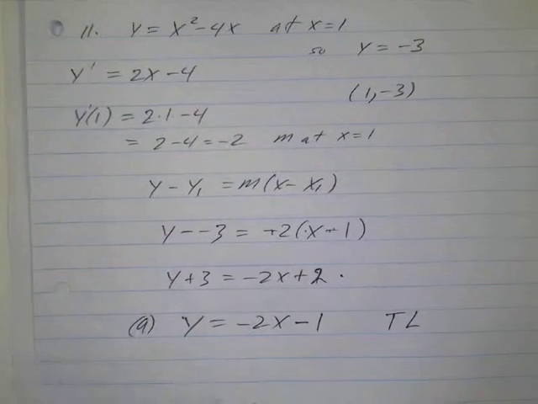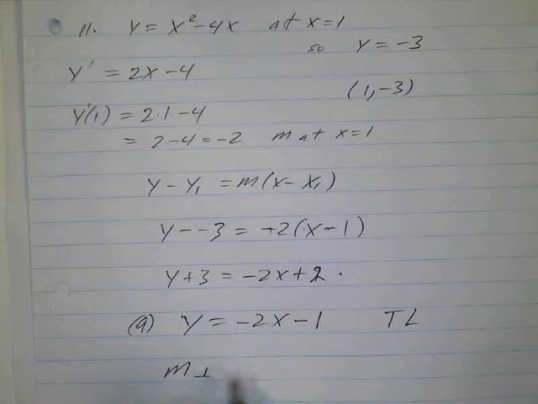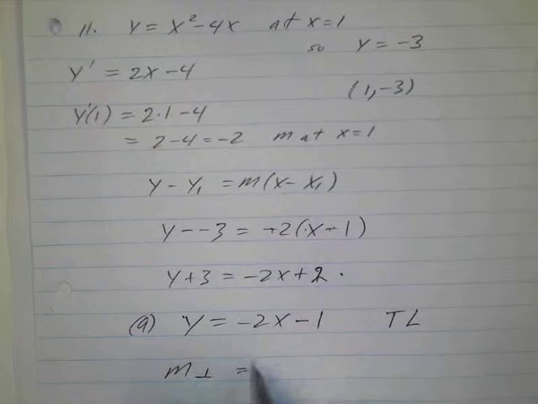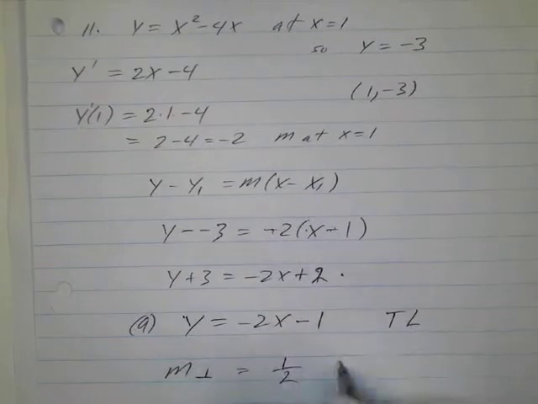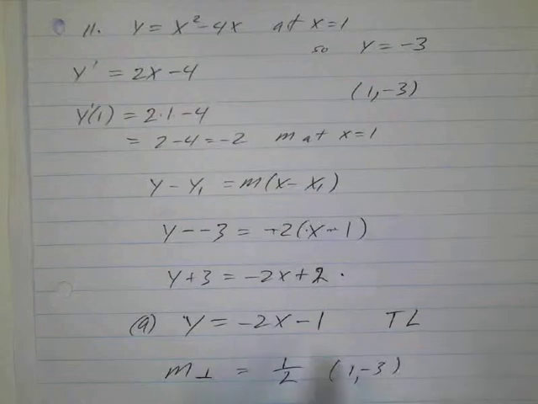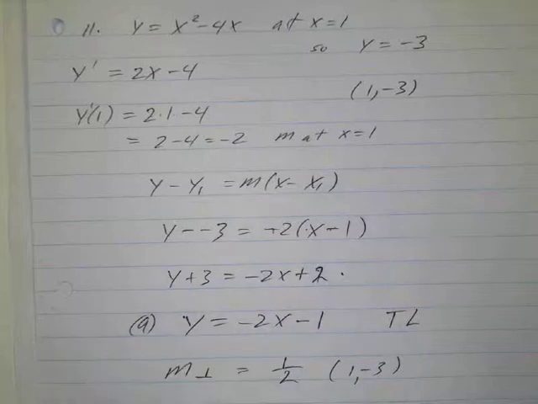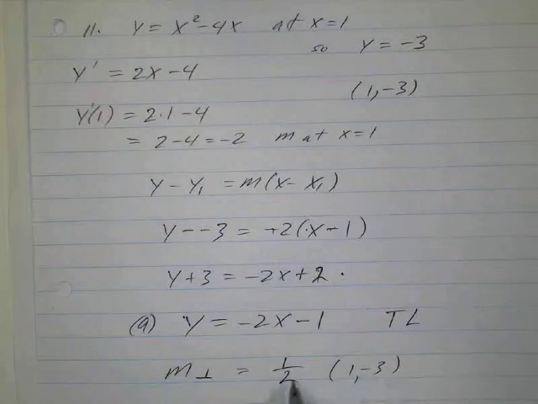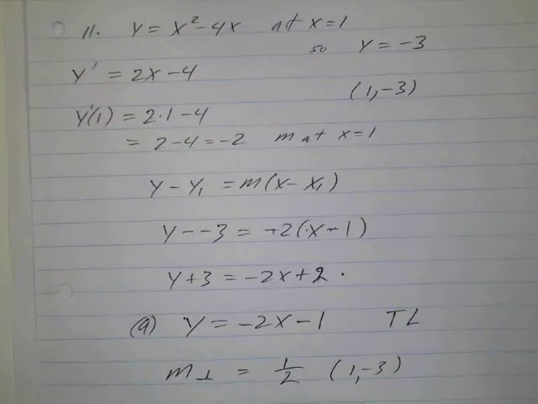And then B is the normal line. Well, for the normal line, the slope of the perpendicular of negative 2 is just positive 1/2. So I just take the negative reciprocal, positive, and then 1/2. Same point, though: 1, negative 3. So I have almost the same setup over here. So I've got y plus 3 equals, and instead of negative 2, I've got 1/2, and then x minus 1. So that's what I've got for my normal line.